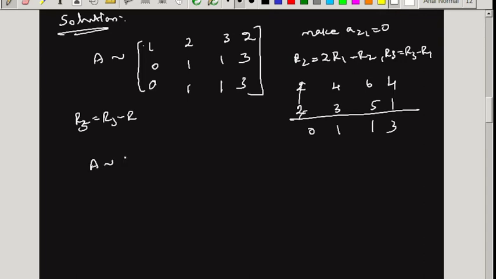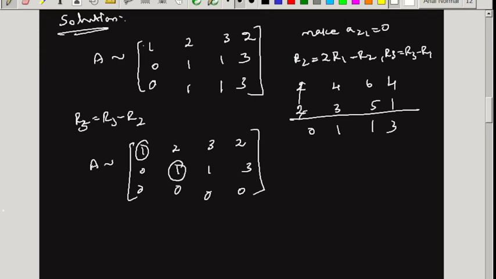So there is the change in the matrix. First row, we write it as it is, 1, 2, 3, 2. Second row, we write 0, 1, 1, 3. So subtract this one, 0. 1 minus 1 is 0. 1 minus 1 is 0. 3 minus 3 is 0. So here we can see that the first row's first element is 1 and the second row's first element is 0. In the third row we have all the elements as 0. Rank of the matrix is 2.